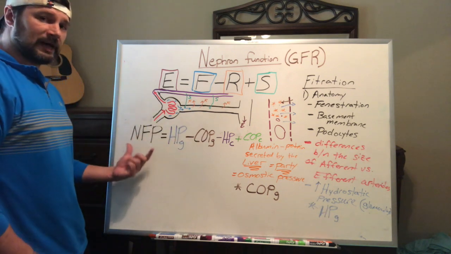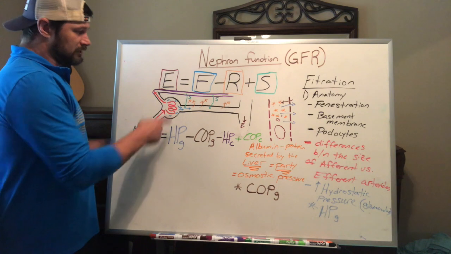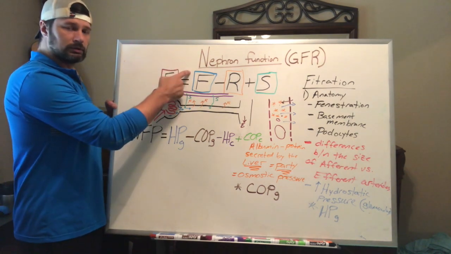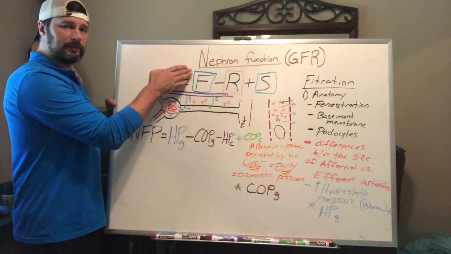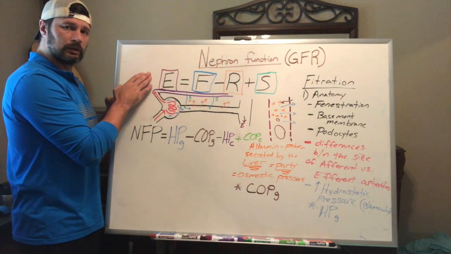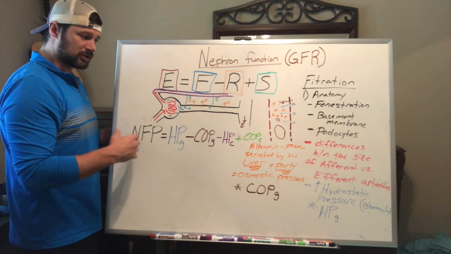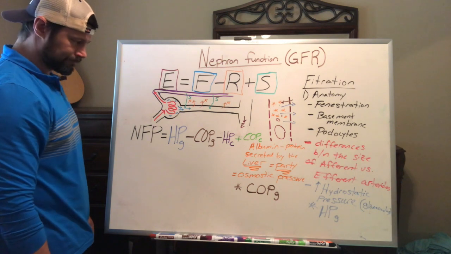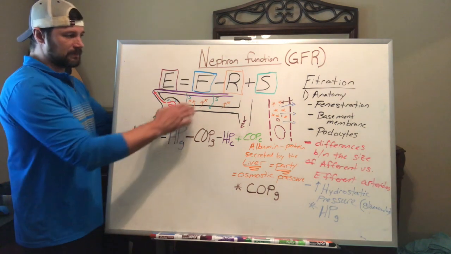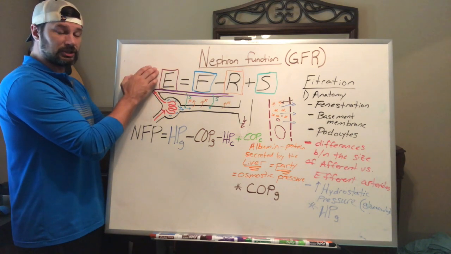and all of those will end up impacting how much filtration we have. If filtration goes down, then we start peeing less. If filtration goes up, then we start peeing more. In other words, net filtration pressure is a major component of how much urine a patient is producing. As NFP goes up and filtration goes up, we will have an increase in the urine volume.